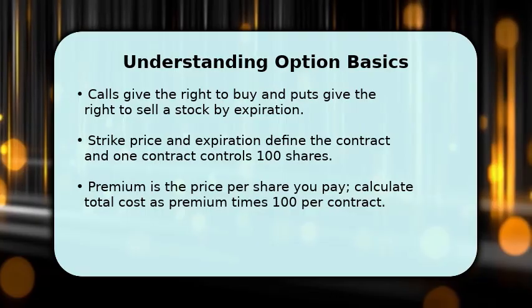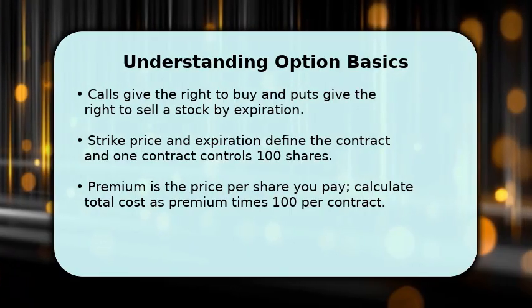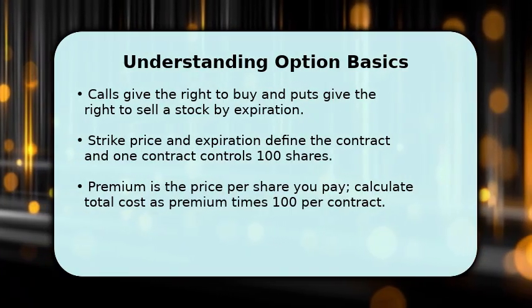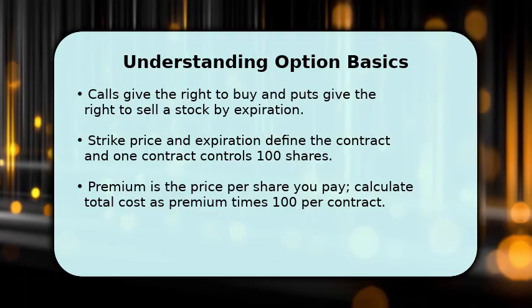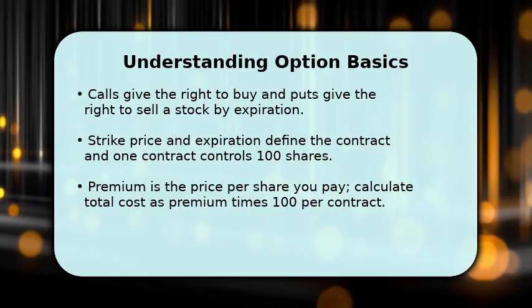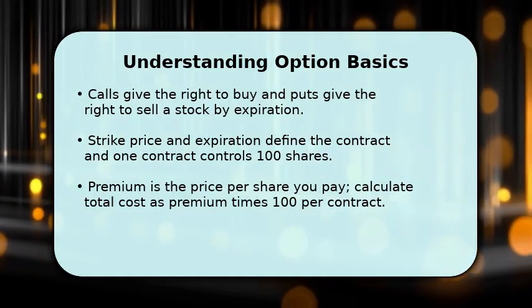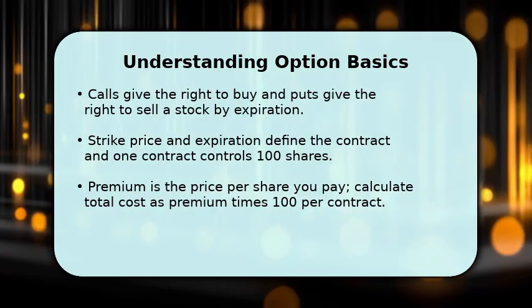Learn the core terms. Calls give the right to buy and puts give the right to sell a stock by expiration, and strike price and expiration define the contract. One contract controls 100 shares, so multiply the quoted premium by 100 to get the total cost. For example, a $0.25 premium equals $25 per contract.